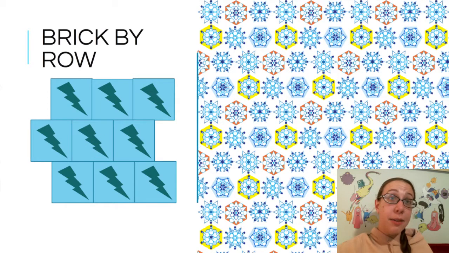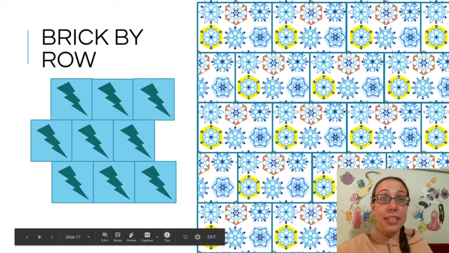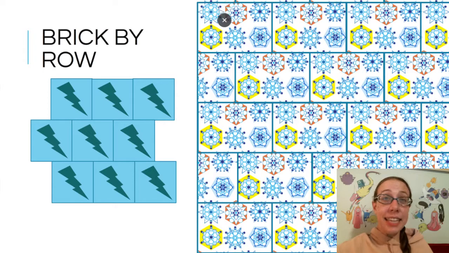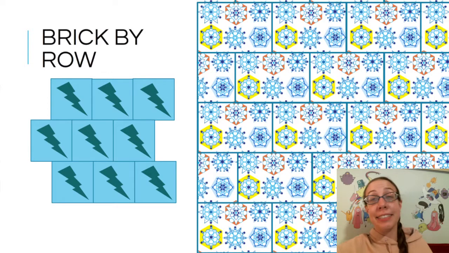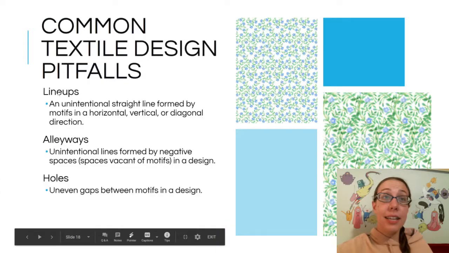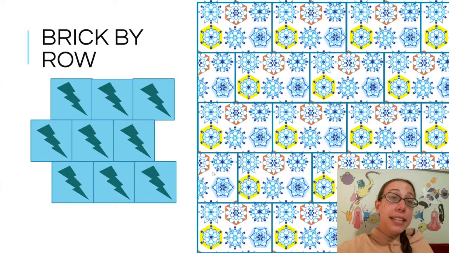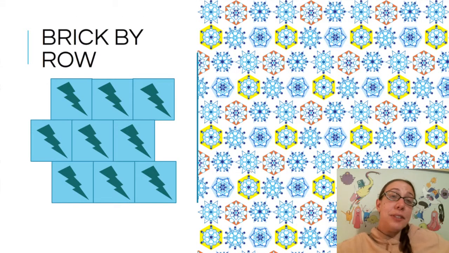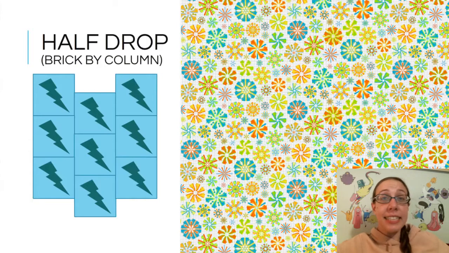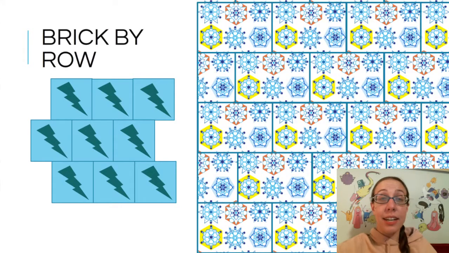So we can see in this other snowflake pattern that it is a brick by row, and we can see this kind of subway tile pattern that happens. I hope that makes sense, and please let me know if you need me to review it again later on.